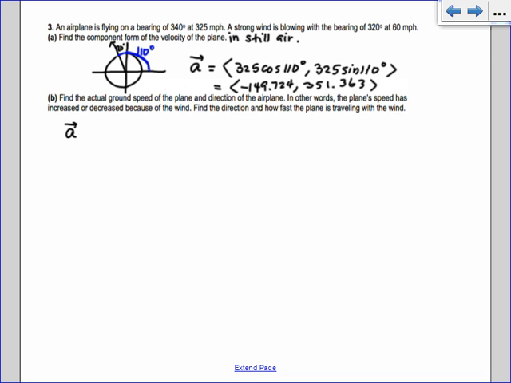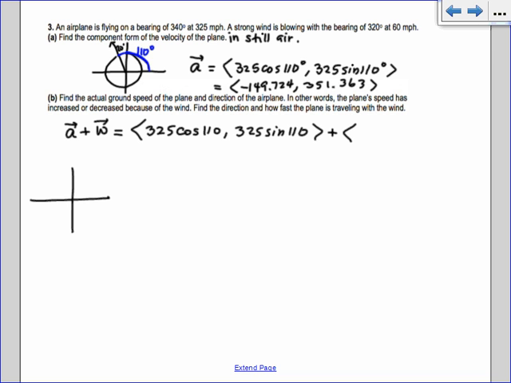So we're going to do the A plus W. So A, we said, was 325 cosine of 110, 325 sine of 110, and we're going to add it to the wind. So the wind, like I said, is going 40 degrees here, which makes it a total of 90 plus 40, which is 130. Okay, so I'm going to have 60 cosine of 130, 60 sine of 130.